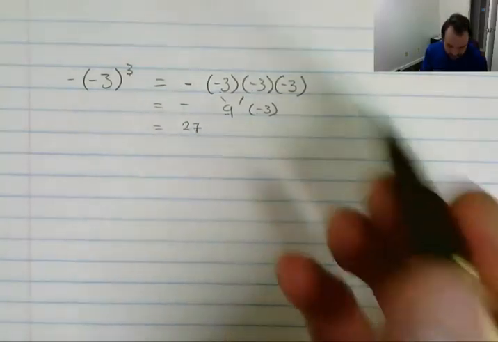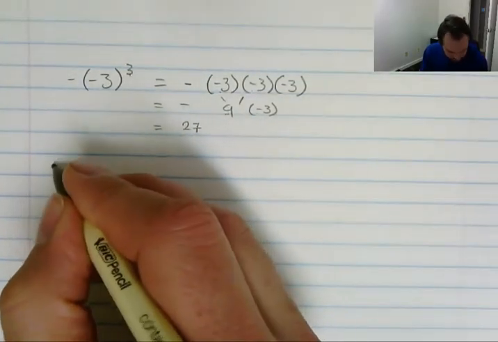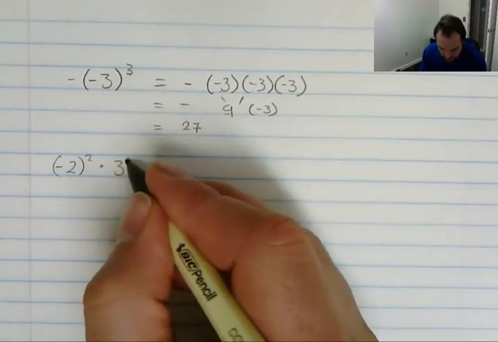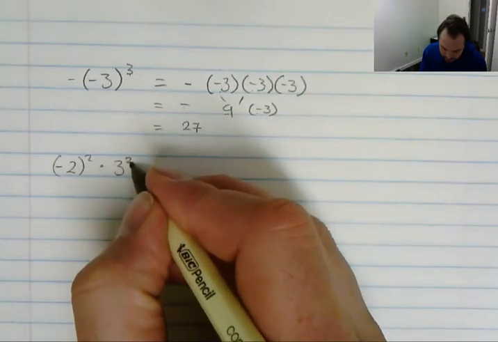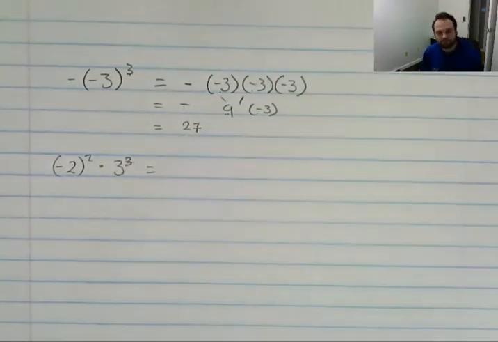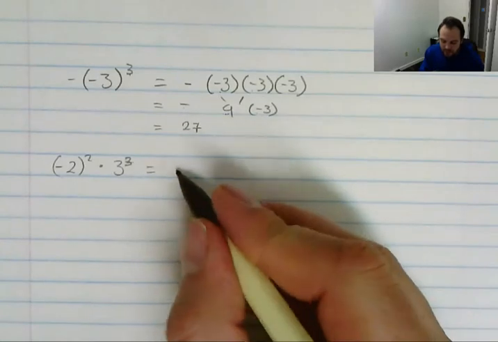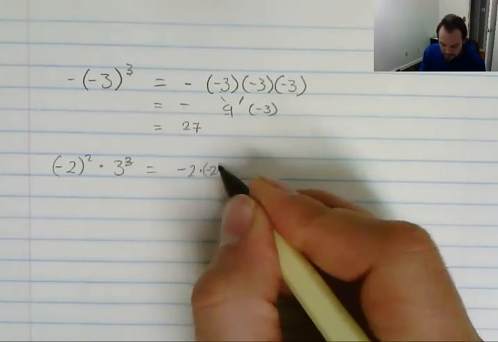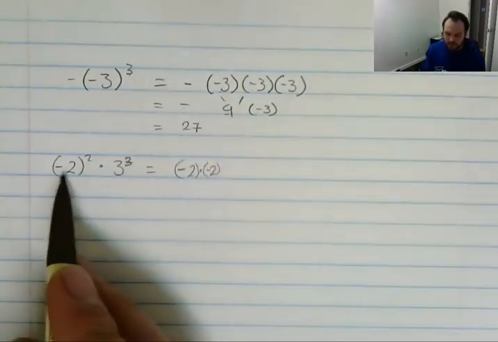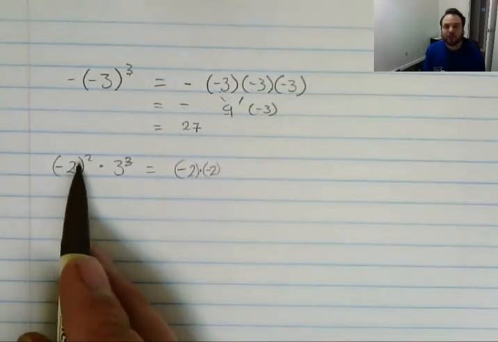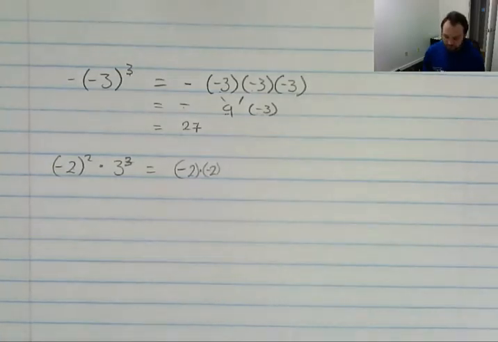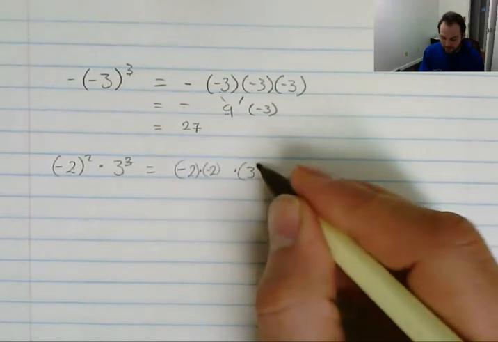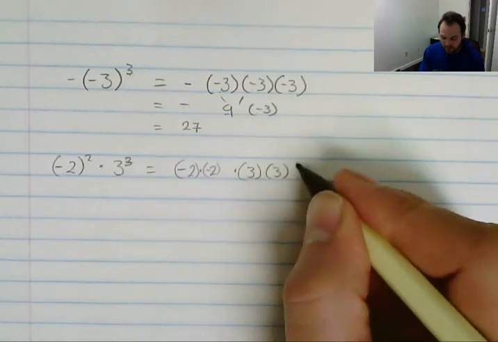We're going to look at negative 2, and that's going to be squared, multiplied by 3 squared, or sorry, 3 cubed. Okay? So, negative 2 squared, so that's going to be negative 2 times negative 2. All right? Because we have to do both the negative and the positive because it's in brackets. Now I want to multiply that by 3 multiplied by 3 multiplied by 3.